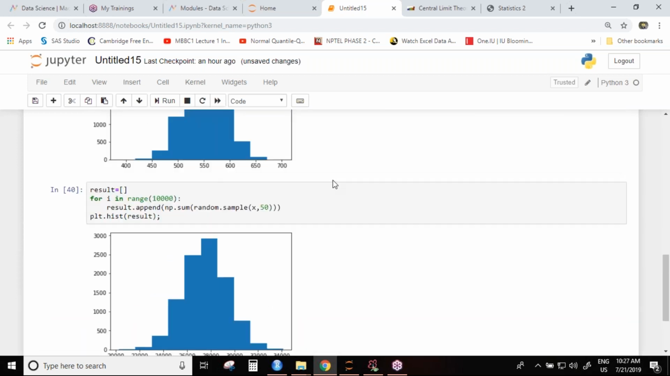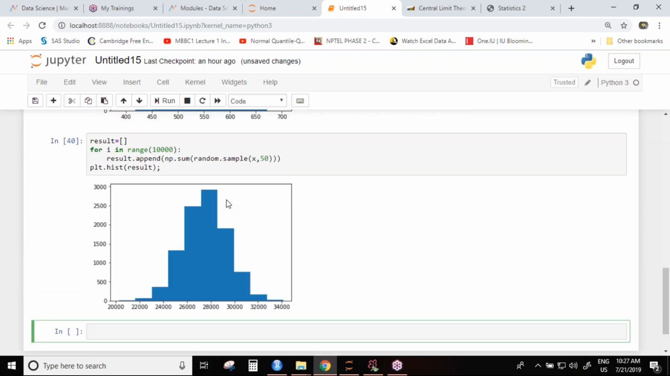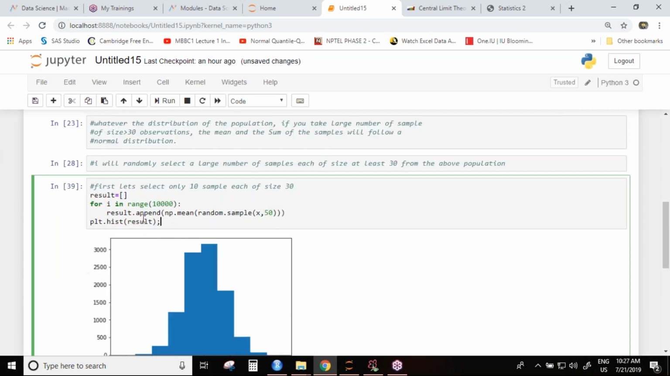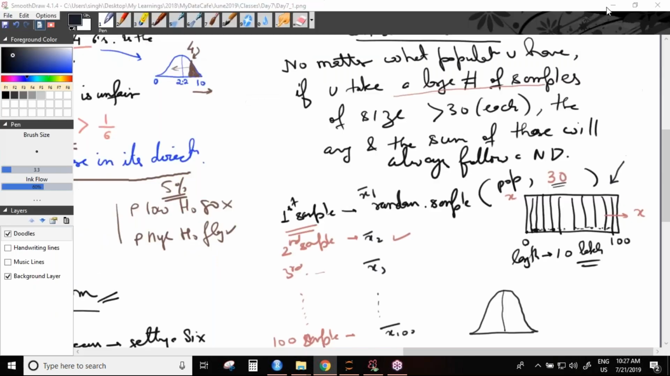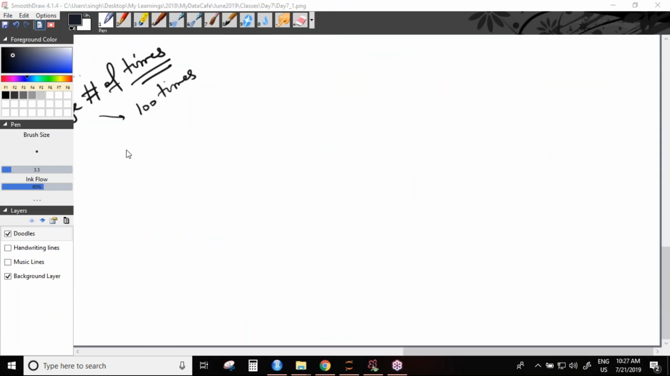Okay, so this is the central limit theorem, guys. It is very important as a concept. We will see its application when we learn about linear regression and logistic regression. But for now, just try to understand the concept. Okay, so let me just write it down here.